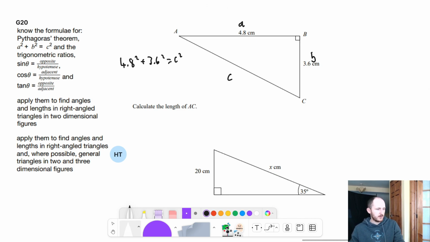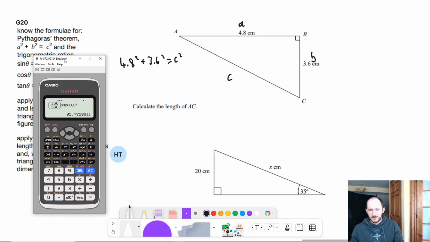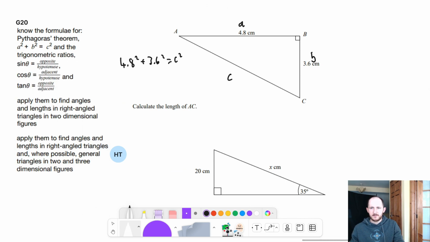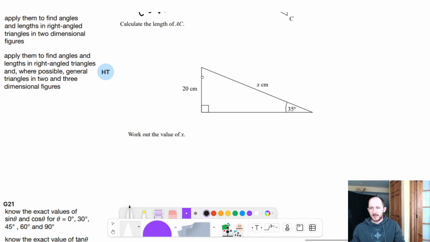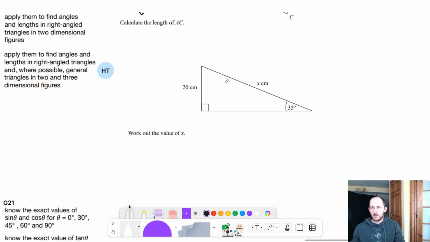So type that in on a calculator. It's 36. Well, that's a nice number. So don't forget, that's not what C is. C is the square root of 36, which hopefully you know is 6 centimeters. The next one, work out the value of x. Well, I have a side and I want a side, so it's Pythagoras, right? No, because we get given an angle.